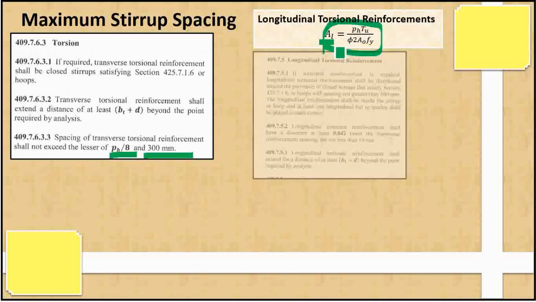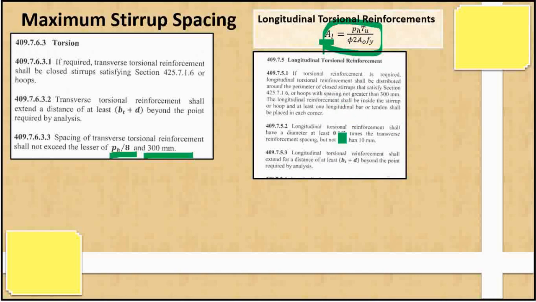Okay, so, mag-follow din siya ng code, syempre. So, yung code natin states that longitudinal torsional reinforcement shall have a diameter at least 0.042 times the transverse reinforcement spacing but not less than 10 mm. So, mamaya magamit din natin yan.